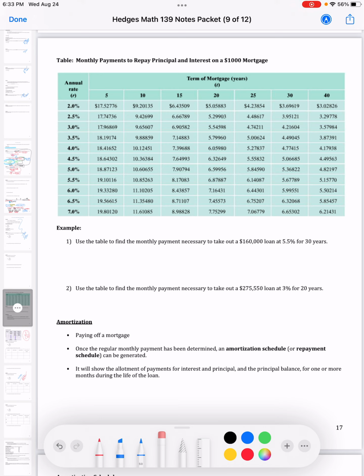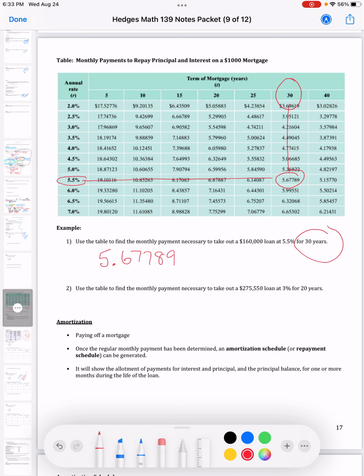So looking at this, our annual interest rate is 5.5%. So I'm at 5.5. So I'm using this row. And we are going for 30 years. So I'm going to be using that row. So I'm going to see where these two things meet up. And I'm going to get that number.